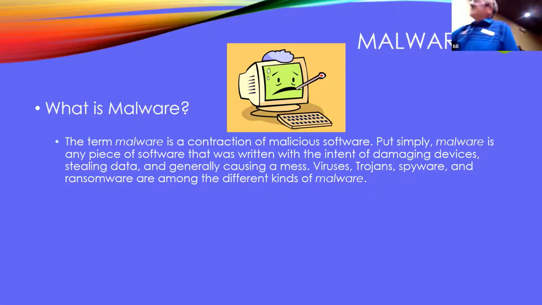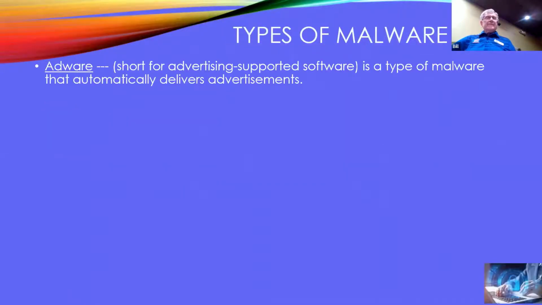The term malware is a contraction of malicious software. But simply, malware is one piece of software that was written with the intent of damaging devices, stealing data, or generally causing a mess. Some of them are called viruses, trojans, spyware, ransomware are among the different types of malware. Okay, adware, which I'm not going to cover, is the type of malware that automatically delivers advertisements. That one's not too bad, right?